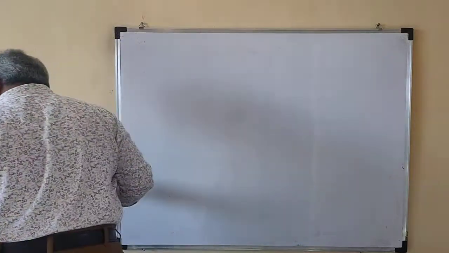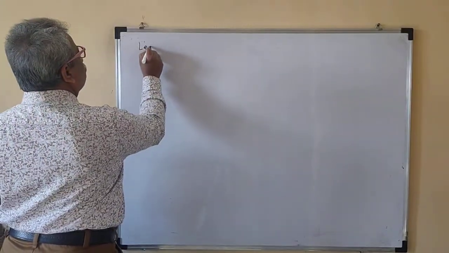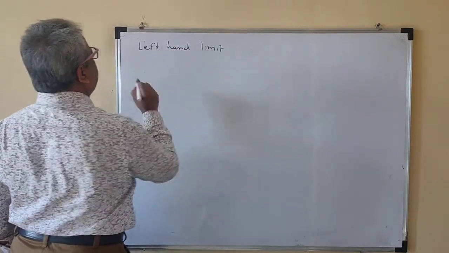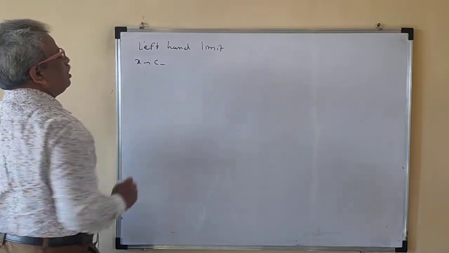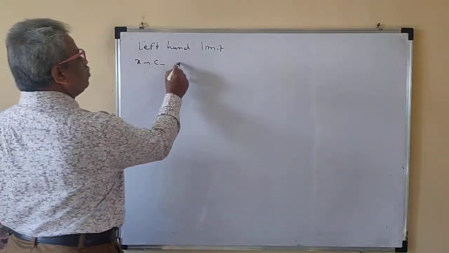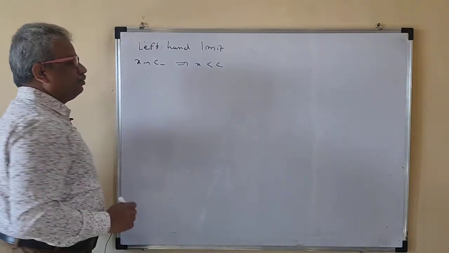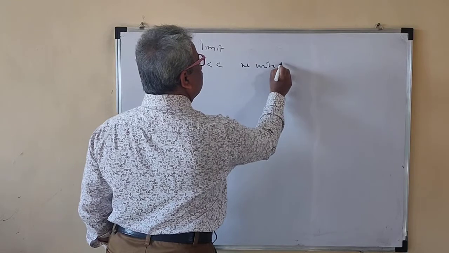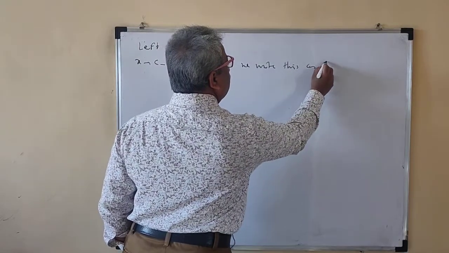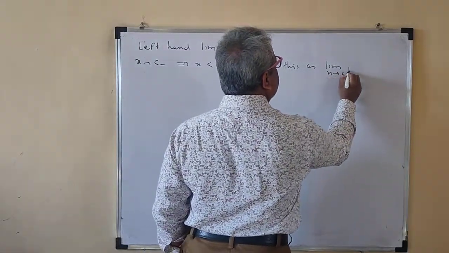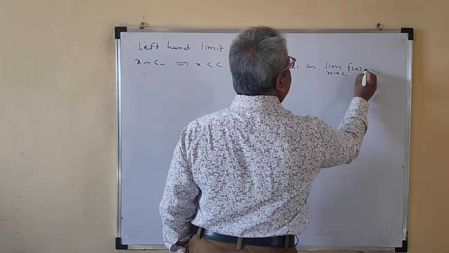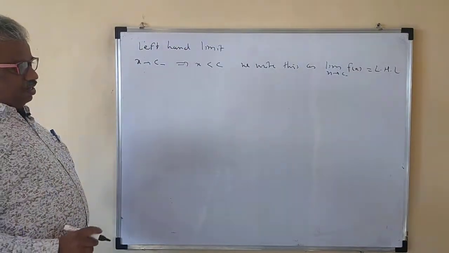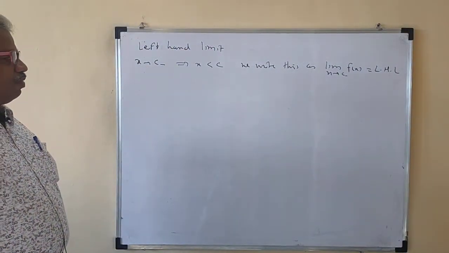Next, what do we mean by left hand limit and right hand limit? Left hand limit is denoted by x tends to c minus. It means x is less than c. So we write this as the limit as x tends to c minus of f of x, and this is the left hand limit. This is read as the limit as x tends to c minus of f of x.